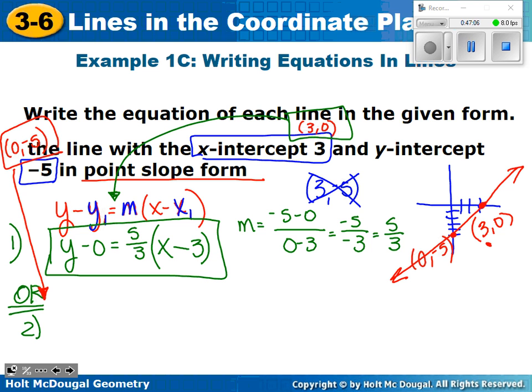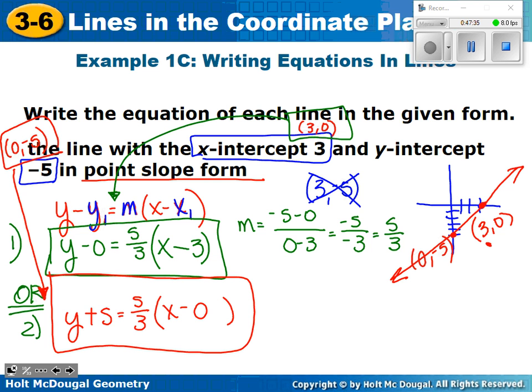So I would have y what? Plus, what did you say? Y plus 5 equals your slope of 5/3, parentheses, what would go in our parentheses? X minus 0. Okay, I want to make sure everybody's with me. That's plugging 0 in for x1, -5 in for y1, and then our slope, which we found, which was 5/3. Either one of these would be acceptable answers.